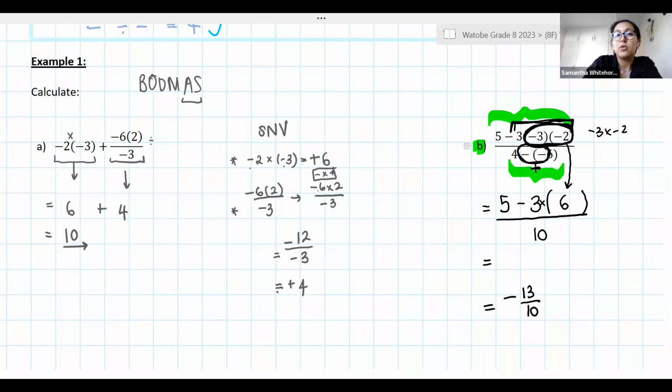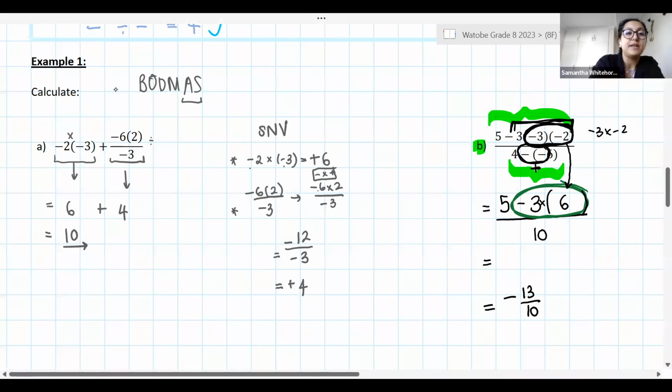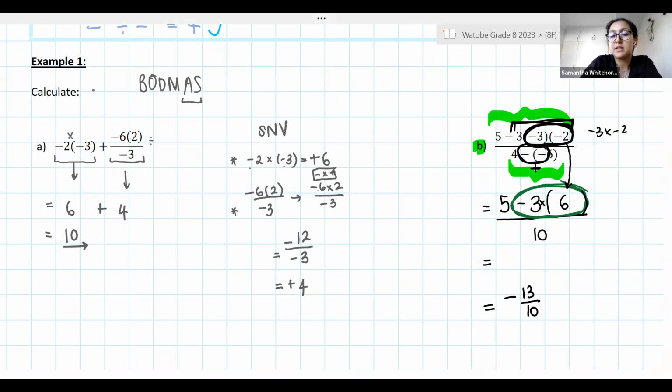And so now I can go and do my second multiplication step in my numerator, which is the -3 times +6. Now we know that a negative times a positive is a negative. And we know that 3 times 6 is 18. So we've got -18 over 10. And then as our final part of BODMAS, we go and do the addition and subtraction. And so now I can say 5 minus 18 gives me -13.